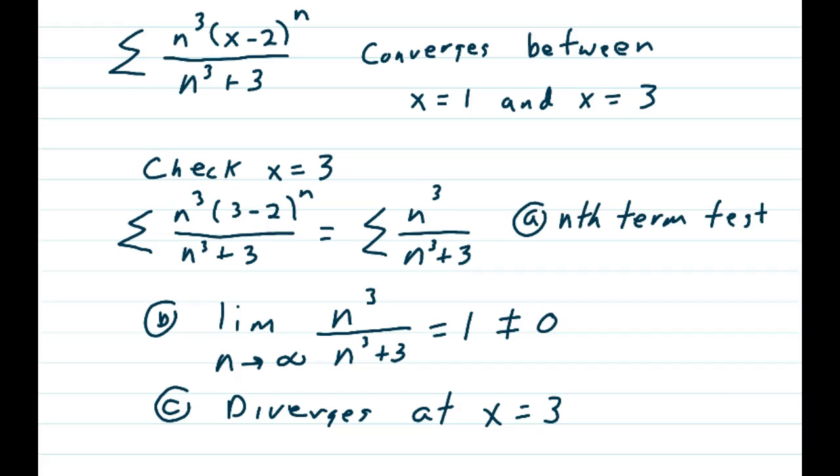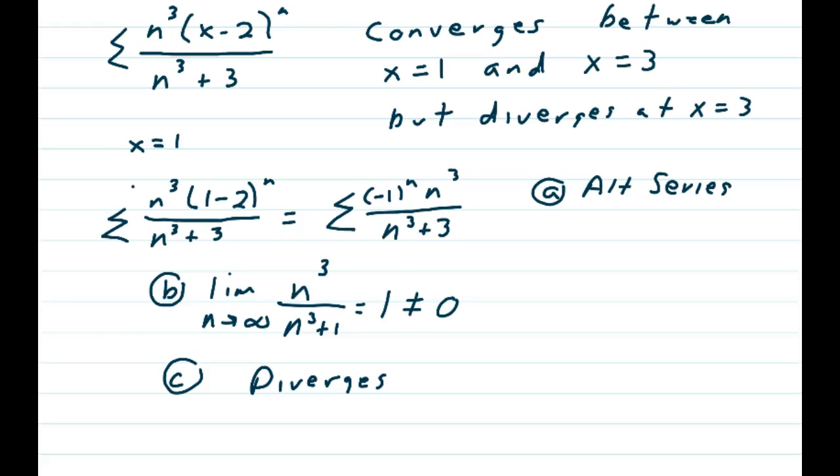So it's going to be an nth term test, seems like the trick. And we have the limit as n approaches infinity of n cubed over n cubed plus 3. That's equal to 1. That's not 0. So x equals 3 creates divergence at that endpoint. So again, the power series n cubed (x minus 2) to the nth over n cubed plus 3 converges between x equals 1 and x equals 3, but diverges at the endpoint x equals 3.